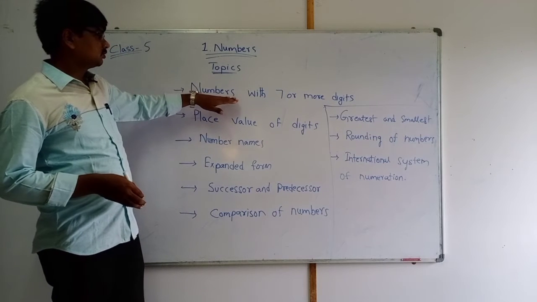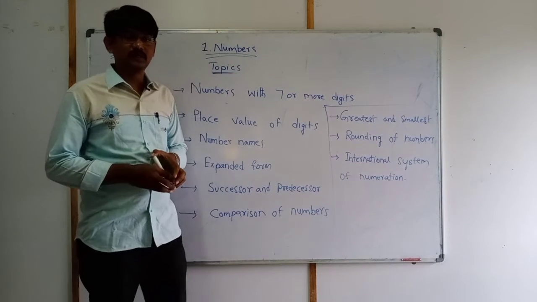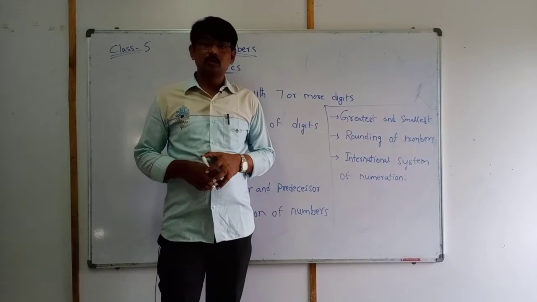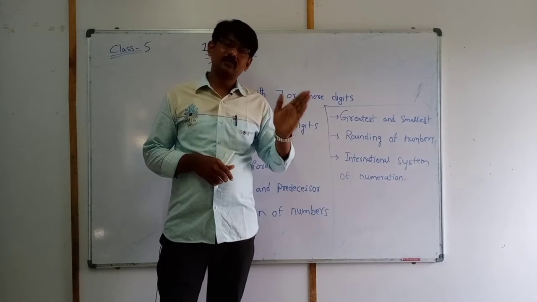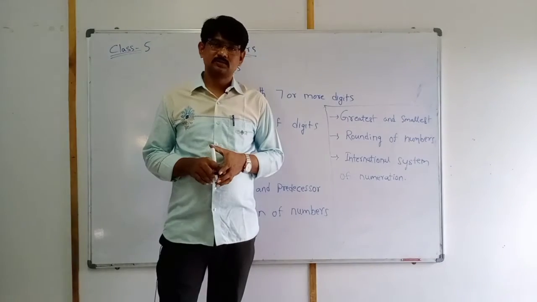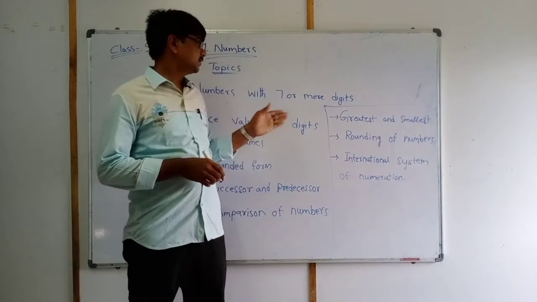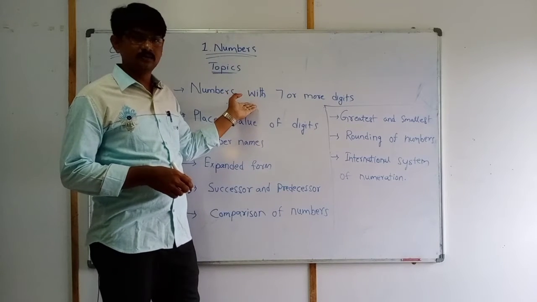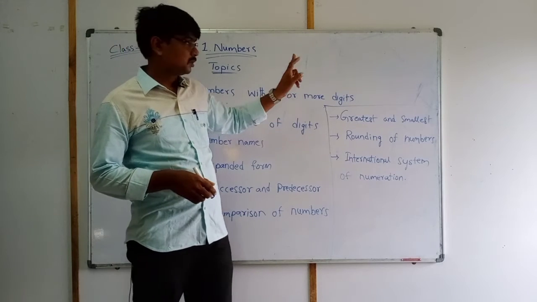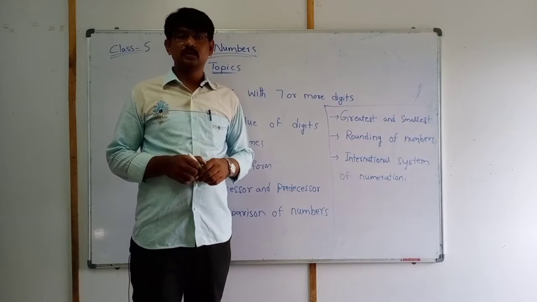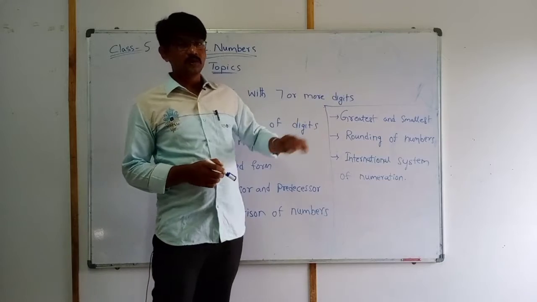First, numbers with 7 or more digits. In your previous class, you learnt 5 and 6 digit numbers. In this lesson, you are going to learn the numbers with 7 or more digits.